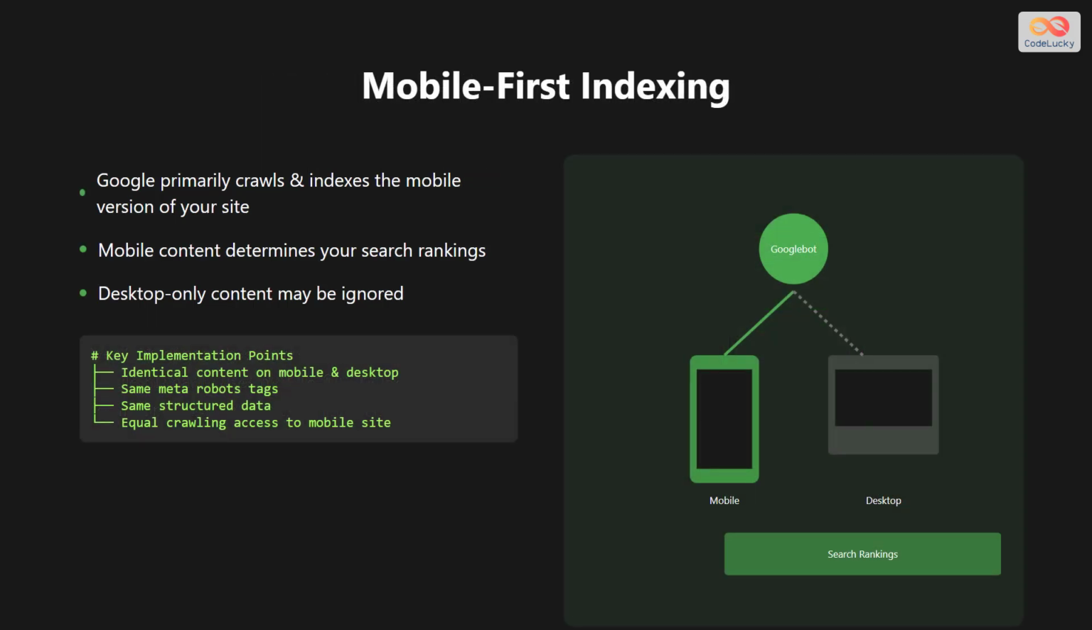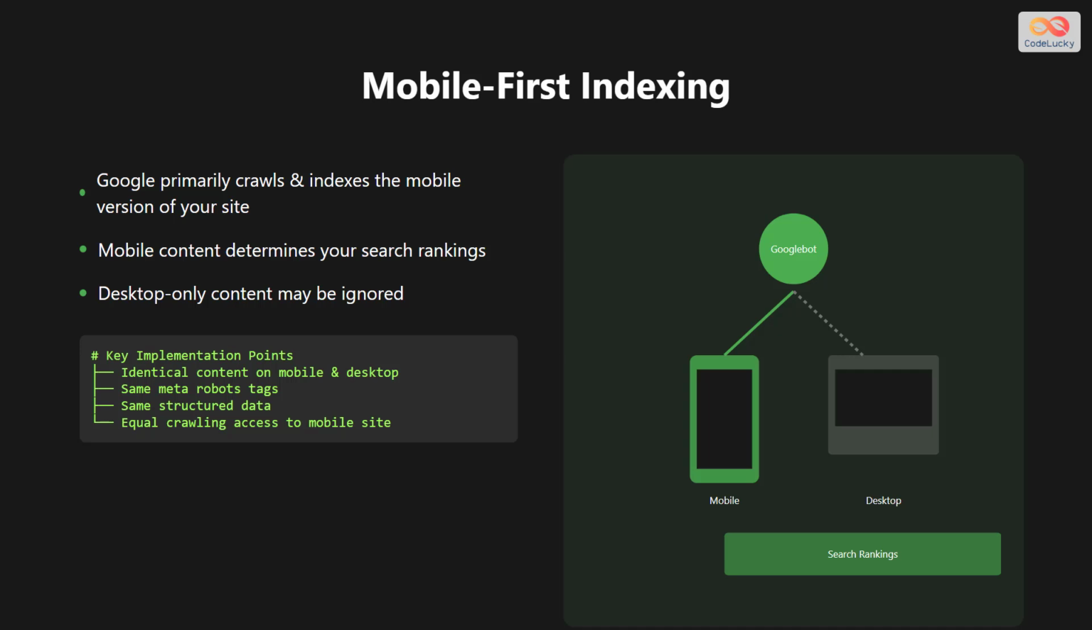Let's understand the concept of mobile-first indexing. Google now primarily uses the mobile version of your website for crawling and indexing. This means that the content and structure of your mobile site is what Google uses to determine your website's search ranking. If you have content only on your desktop version, it may be completely ignored by Google.